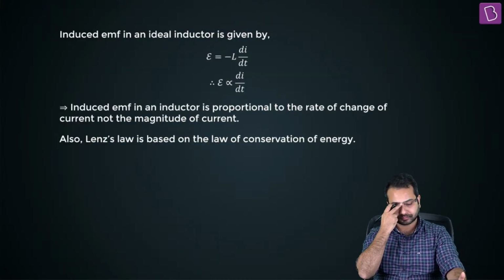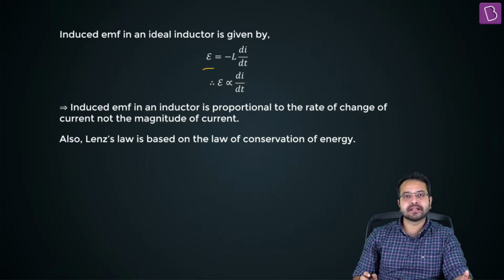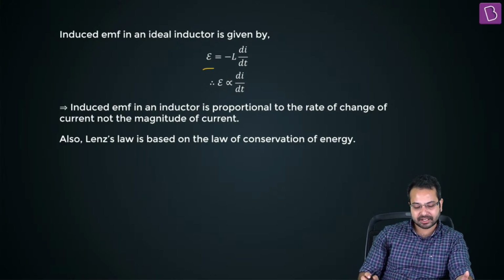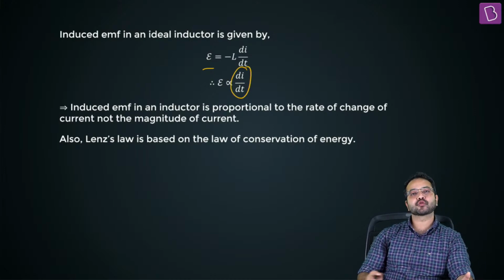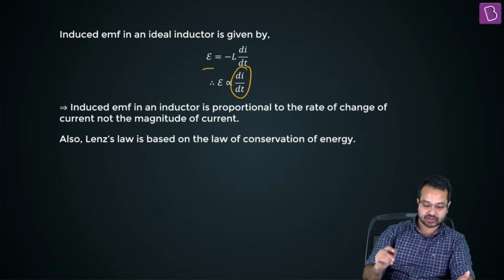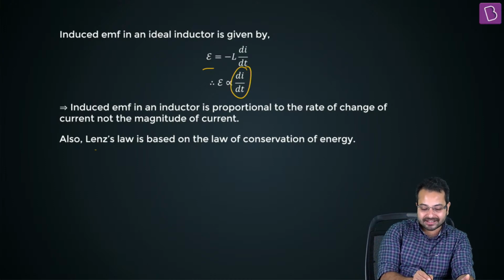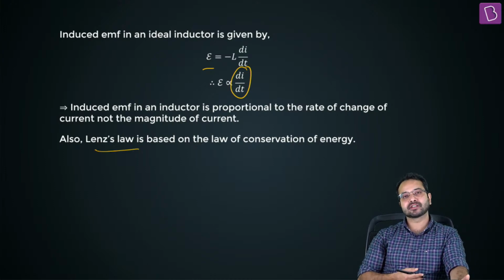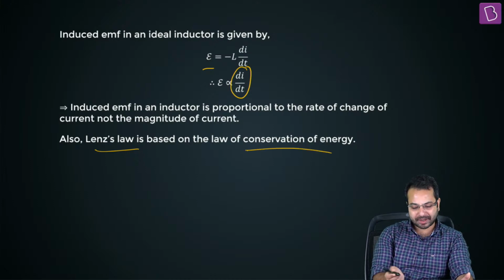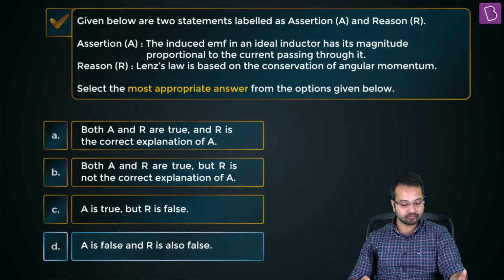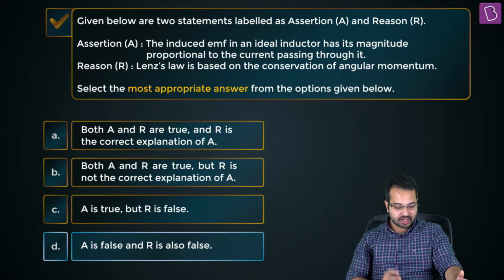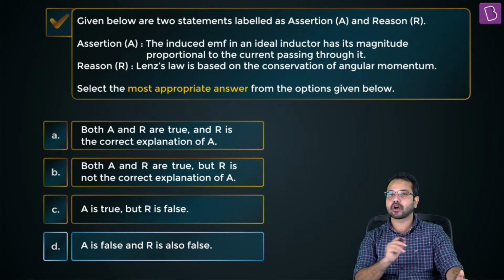Alright, so let's see. The EMF induced in an inductor is given by minus L di by dt. So it is proportional to di by dt. It is not proportional to the current. So the assertion is wrong. Next, Lenz's law is not based on conservation of angular momentum or momentum. It is based on conservation of energy. So obviously both assertion and reason are wrong, and option D is going to be the correct option.